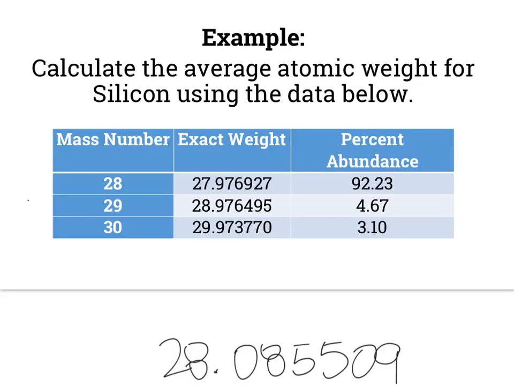Just make sure, by the way, that your answer is somewhere above the smallest one and below the biggest one. If that's not true, if somehow you got 30, we have an issue. Or if you got 2,800, you may have forgotten to divide by 100. You should always get somewhere above the smaller and below the biggest.